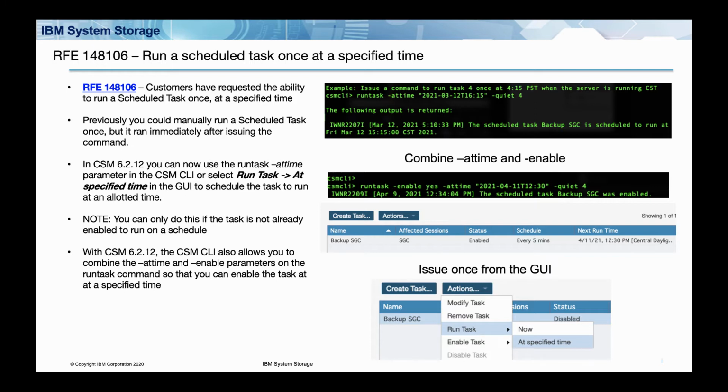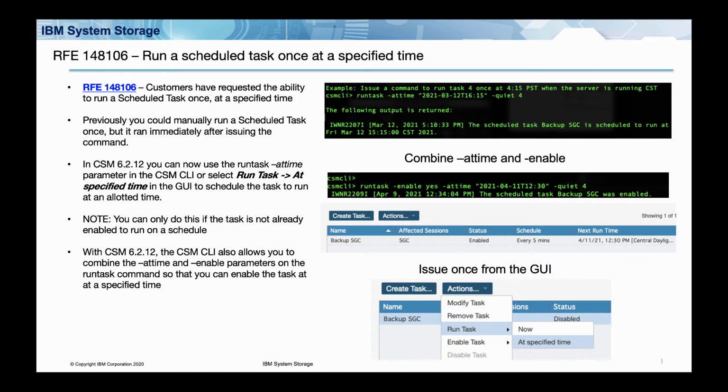So today in the CSM, we allow you to enable or disable a scheduled task based off a certain schedule, like we just talked about. You can also set a task to not have a schedule, and if you do that, you can run it manually. You can click on the task and then select run, and it will run that task at the time that you issue that command.